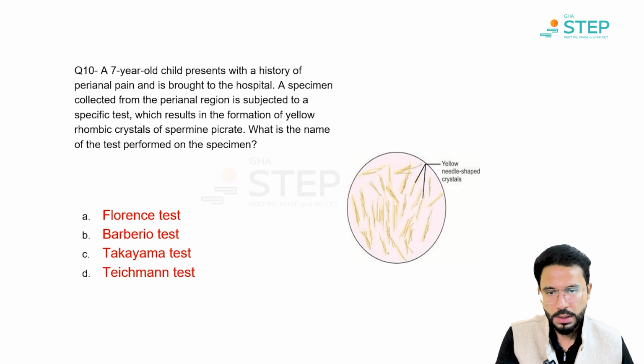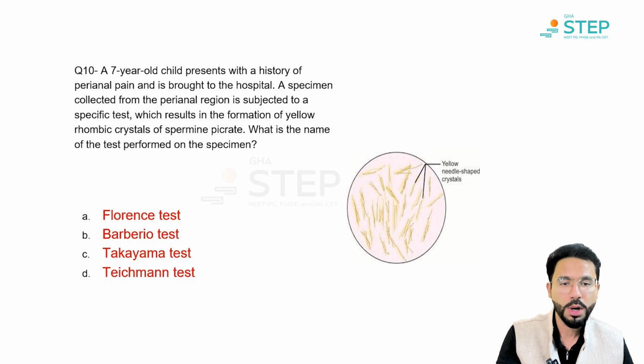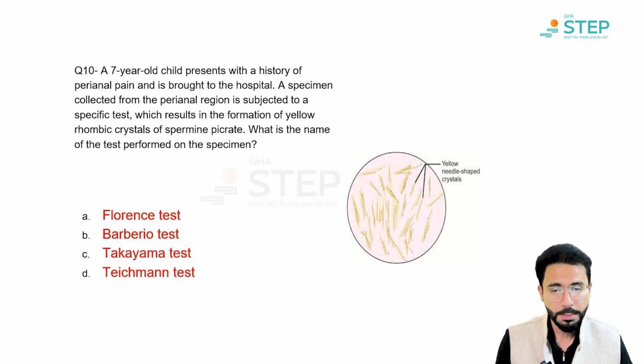What is the next question? A 7-year-old child presents with history of perianal pain and is brought to the hospital. A specimen collected from the perianal region is subjected to a specific test, which results in formation of yellow rhombic crystals of spermine picrate. What is the name of the test performed on the specimen?